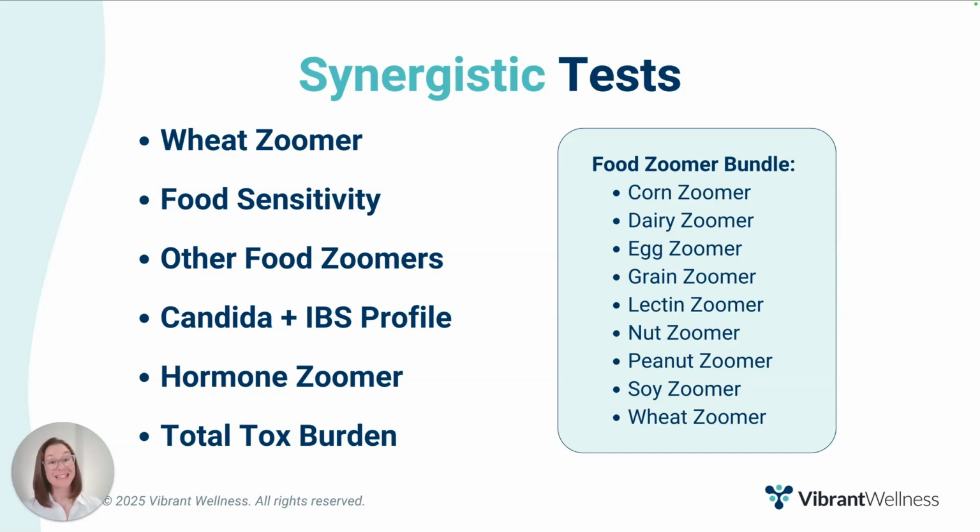When gut zoomer results indicate an overgrowth of beta-glucuronidase producing bacteria or elevated levels of just beta-glucuronidase, consider ordering the hormone zoomer to investigate estrogen levels as well as liver detox pathways. And when gut zoomer results indicate intestinal hyperpermeability and elevated beta-glucuronidase, consider investing in the total tox burden, which includes environmental toxins, mycotoxins, and heavy metals tests. This is used to investigate and reduce toxin burden, which contributes to GI irritation and also congests liver detoxification pathways.